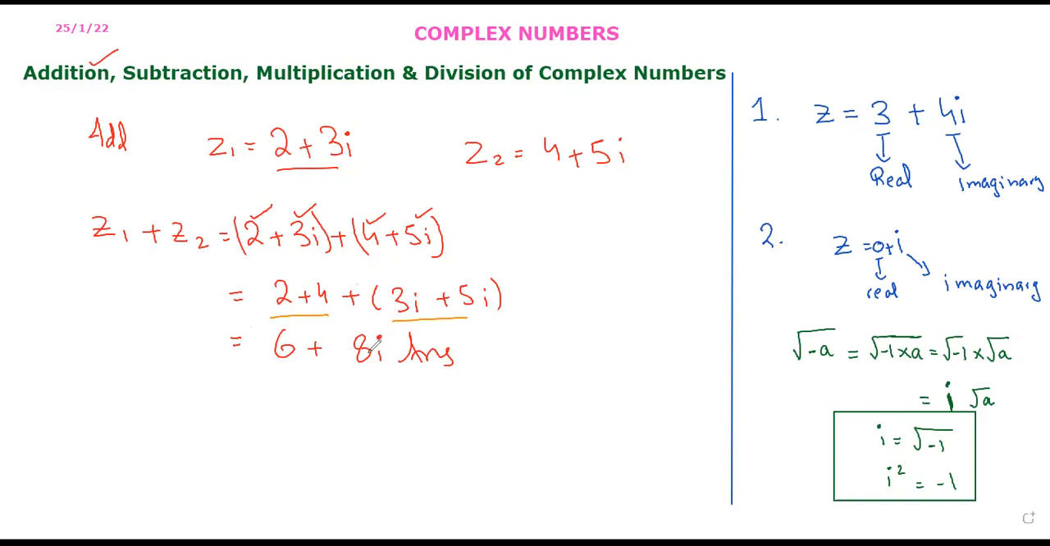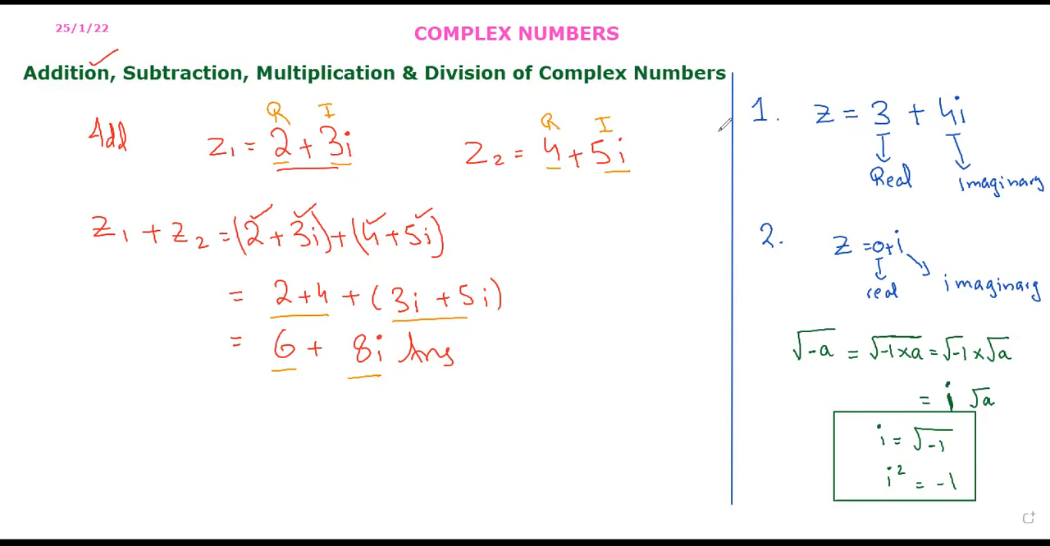Any questions? Okay, all right. So this was the real part, this was the imaginary part, real part, imaginary part. We add real and real, 2 and 4 is 6. We add imaginary and imaginary, 3 iota and 5 iota is 8 iota, right? So this is how we add.